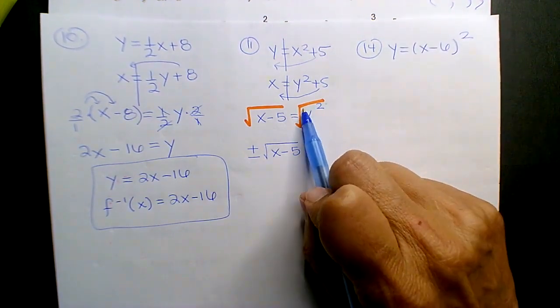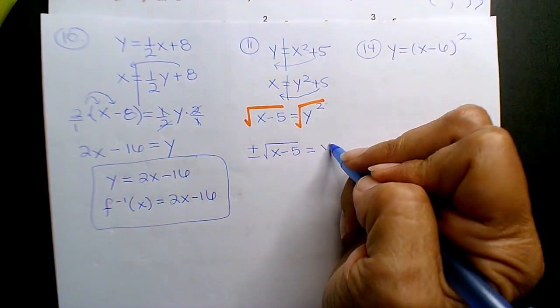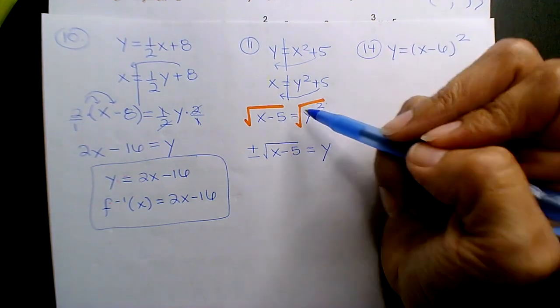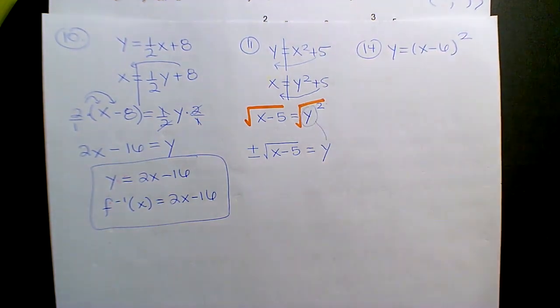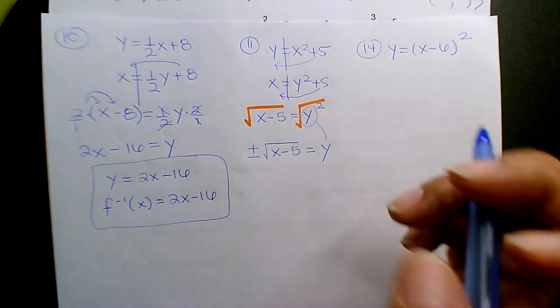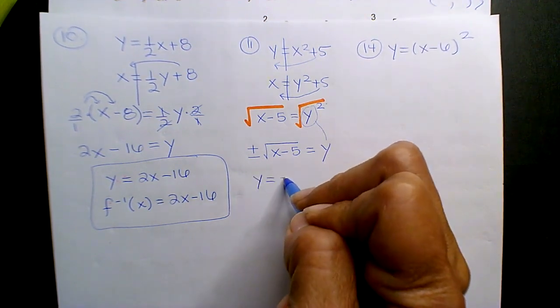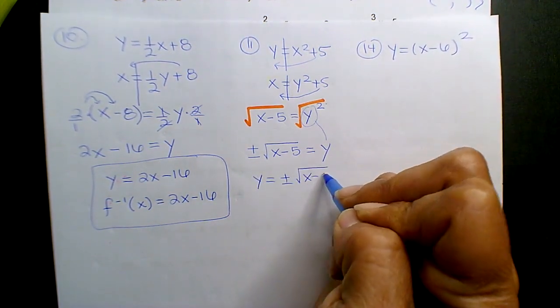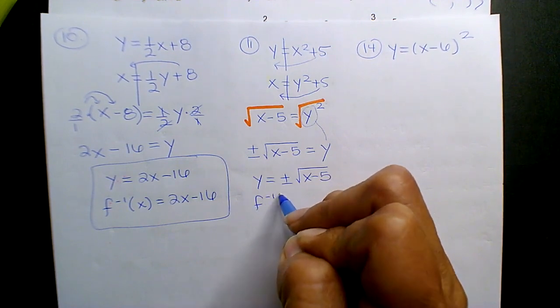And what's the square root of y squared? Just simply y. This just comes right out. And so this is your inverse function. So you can write it the other way. Switch it. Or you can write this.